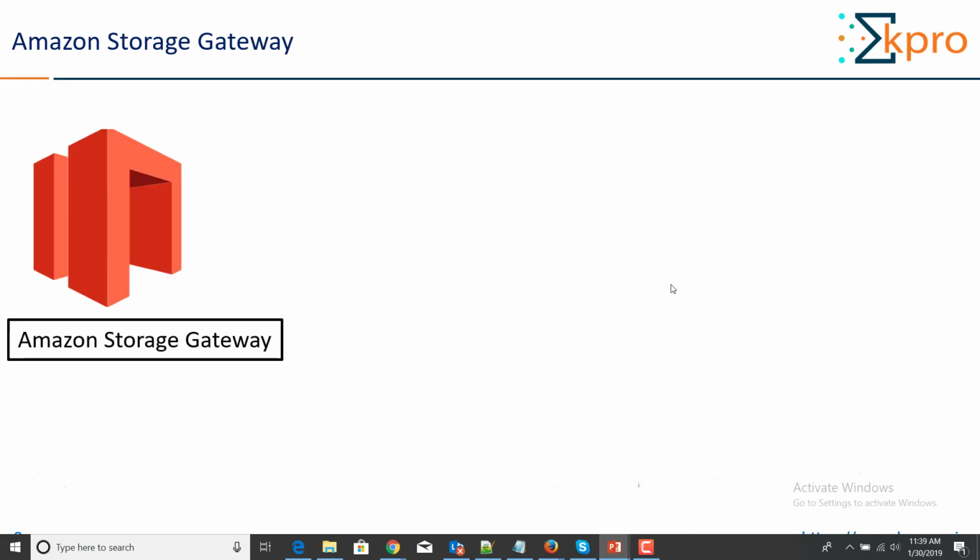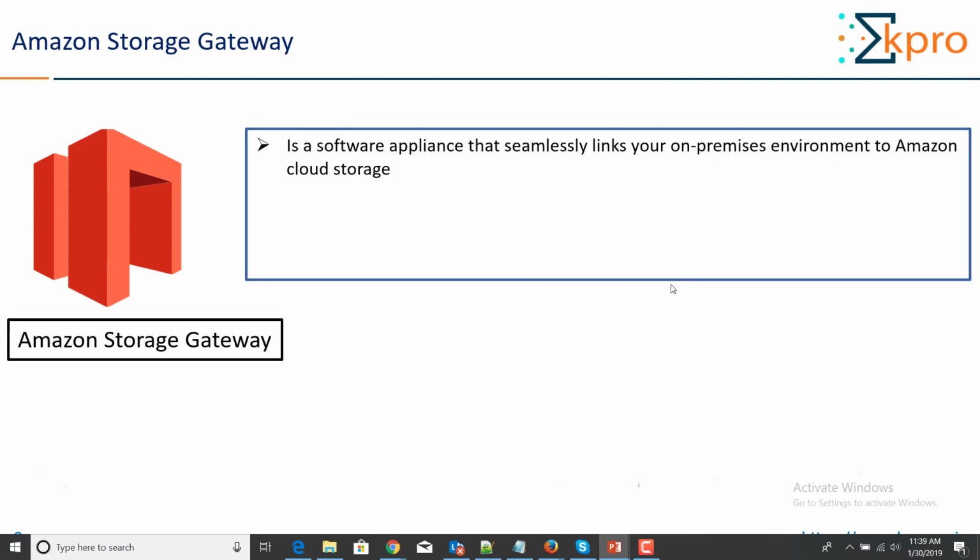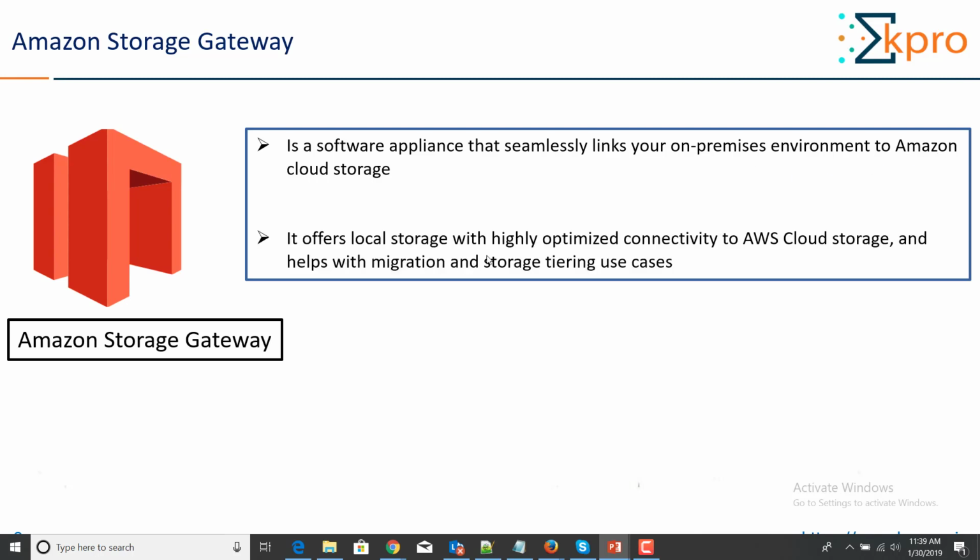Now, Amazon Storage Gateway. The Amazon Storage Gateway is a software appliance that seamlessly links your on-premises environment to Amazon cloud storage. It offers local storage with highly optimized connectivity to AWS cloud storage and helps with migration and storage sharing use cases. This means that suppose you have an on-premises application running, with data stored on-premises. You want an environment where whatever data is stored on-premises, a copy is also stored in the cloud.